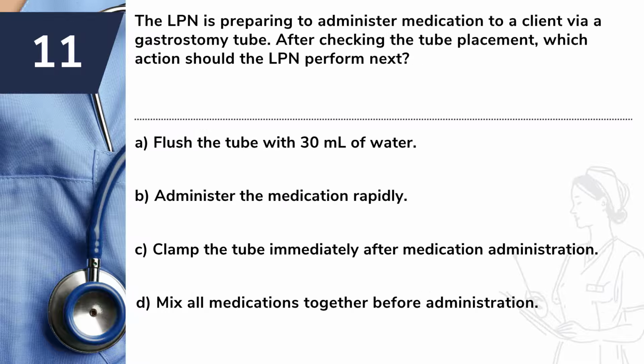Question 11. The LPN is preparing to administer medication to a client via a gastrostomy tube. After checking the tube placement, which action should the LPN perform next? A. Flush the tube with 30 milliliters of water. B. Administer the medication rapidly. C. Clamp the tube immediately after medication administration. D. Mix all medications together before administration.